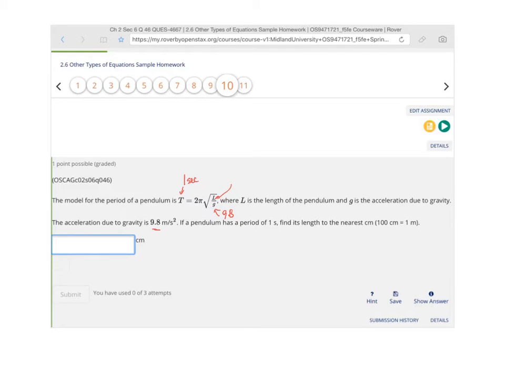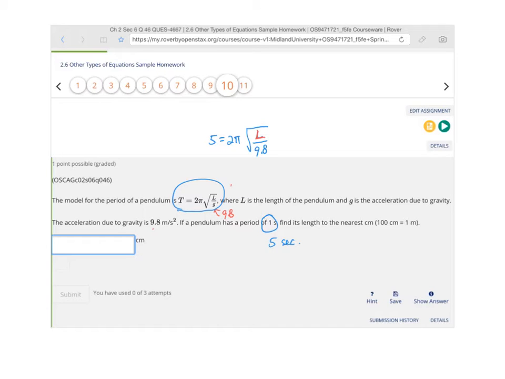I would like to make sure that you have a chance to do this problem, so I'm going to create another number. I'm not going to use 1 second. Suppose my period is 5 seconds. How do I find the length? According to this formula, 5 seconds equals 2 pi times the square root of L, which is what I'm trying to find, divided by 9.8. So the purpose is to figure out this length.